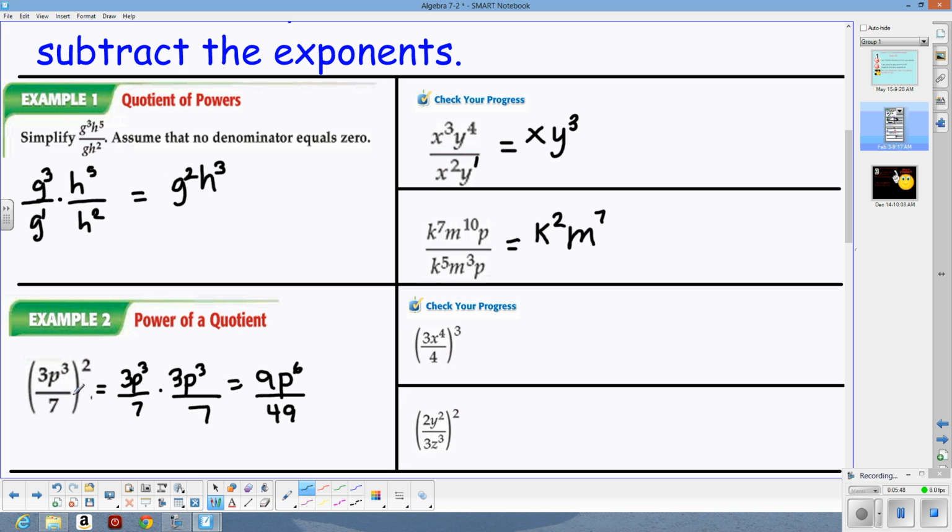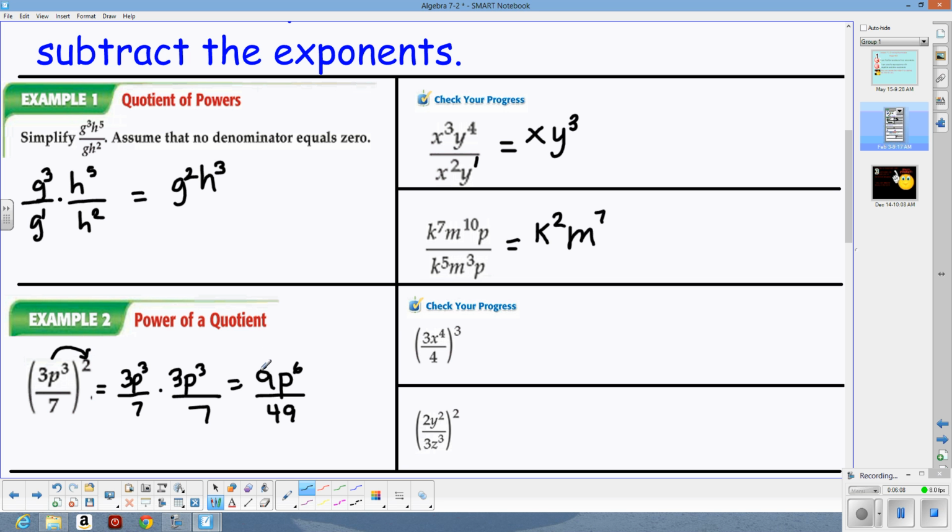So you could work it out by writing out what it looks like. Since it's squared, you would multiply it by itself. Or you can think about what we talked about yesterday. This 2 needs to be applied to everything inside the parentheses. So the 3 is going to be squared.